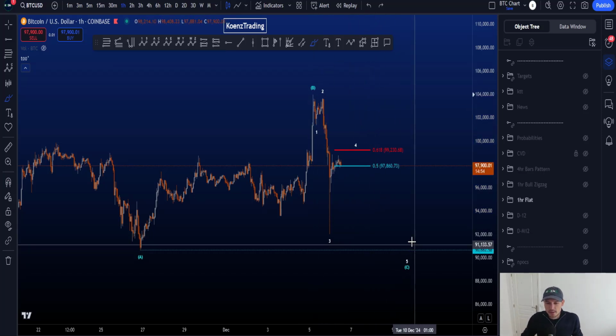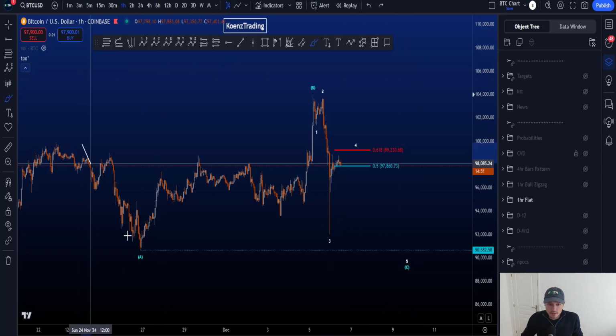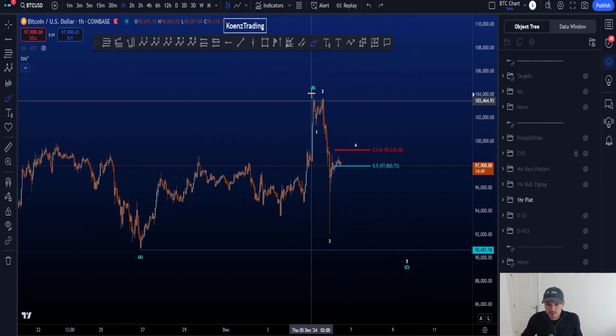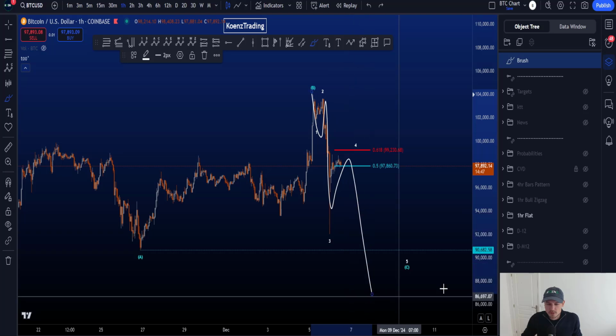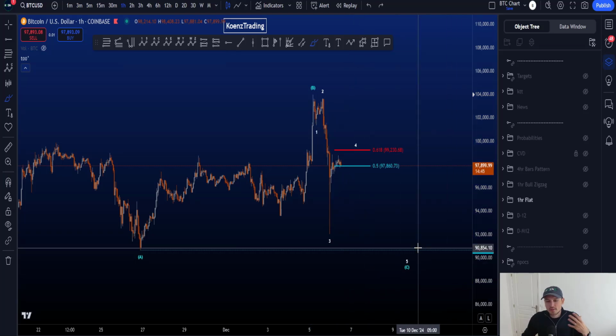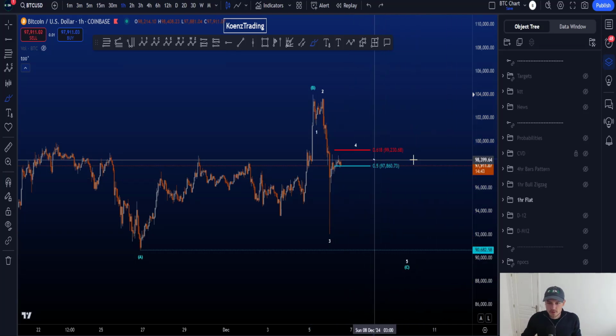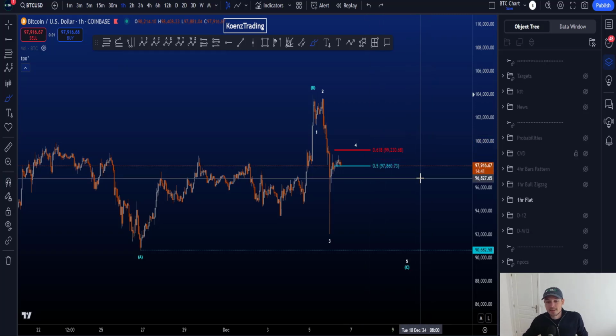And if you want to have an impulse in C, which you need to, in a flat A, B, impulse in C, you need to have a 5-wave: 1, 2, 3, 4, 5. Now the invalidation for your wave 4 is the 0.618 at 99.2k. I do realize that on some charts the 0.618 is already touched.